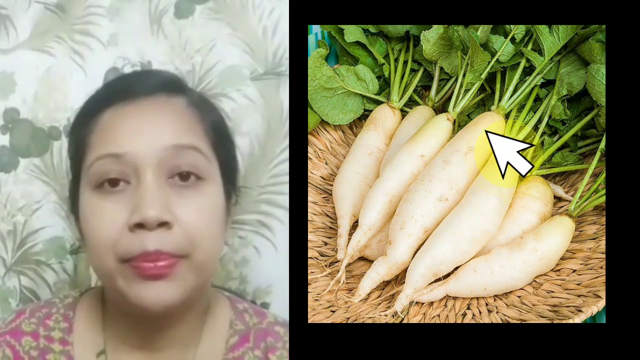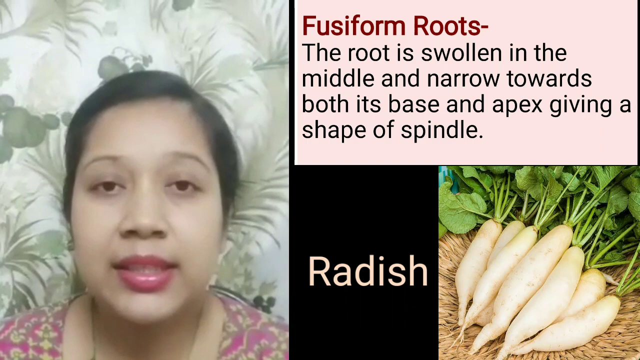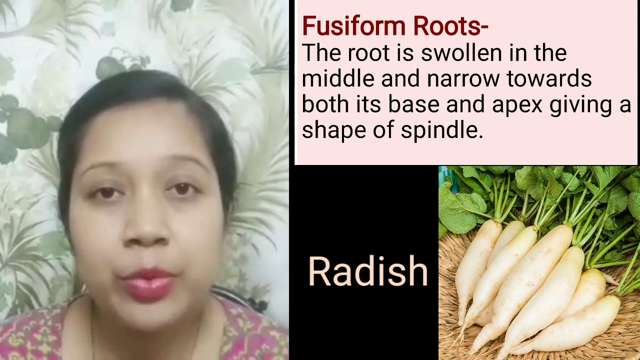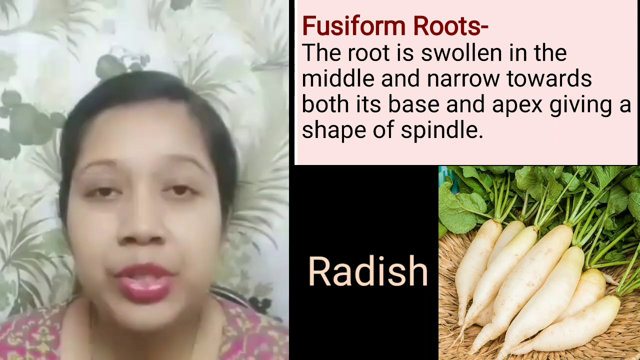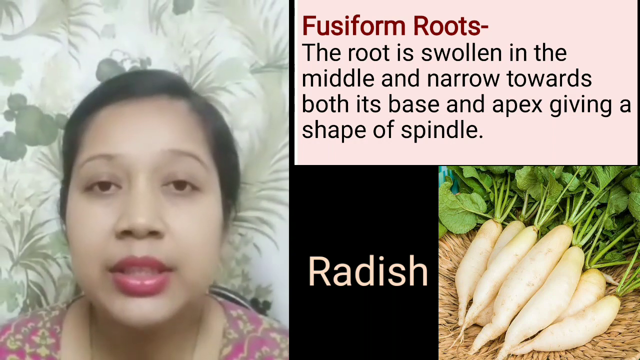In the case of the radish, as you can see in the picture, the middle portion is generally broader than the base and the tip, or the apical portion of the root. So in the case of the fusiform root, the base and the apex are slightly narrower, though fleshy, but narrower than the middle region, which is broader or thicker with tissue mass.